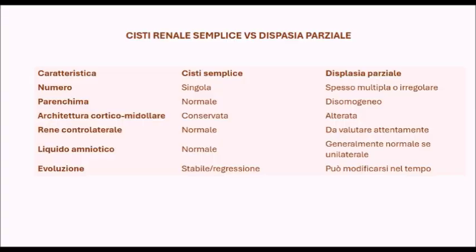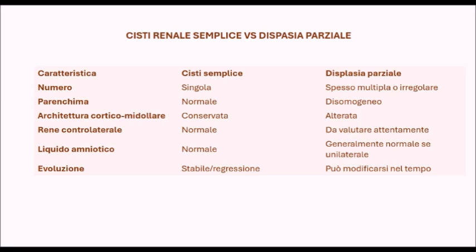However, given of course the variability of the ultrasound appearance, it was obviously not possible at this point to make a definitive diagnosis. This is a table that summarizes the main characteristics for the differential diagnosis between a simple renal cyst and specifically partial dysplasia. In a simple renal cyst, it is single, whereas in partial dysplasia we mostly see multiple formations. The remaining parenchyma is always unaffected in the simple cyst, but may appear heterogeneous in partial dysplasia. The corticomedullary architecture is preserved in the simple cyst, while it is altered in the dysplastic condition.